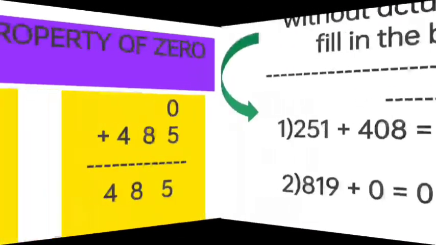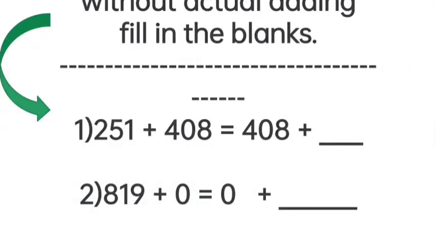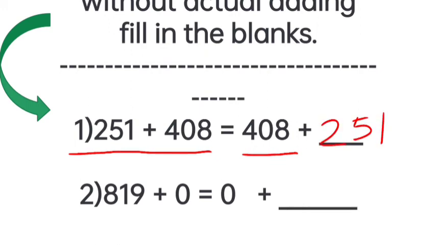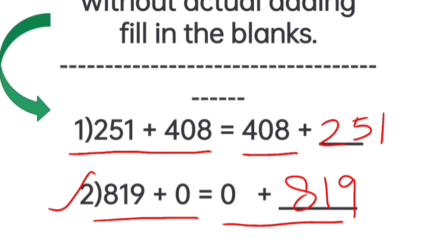Now that we have understood these properties, just try to do these problems without actually adding. Fill in these blanks. Here it is 251 plus 408 is equal to 408 plus what will we write? 251, because you know the commutative property: when we change the order, the sum doesn't change. Next question, 819 plus 0. What will we write here? 0 plus 819. Additive property of 0.